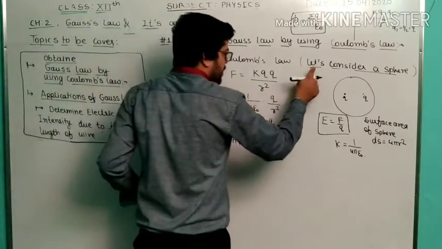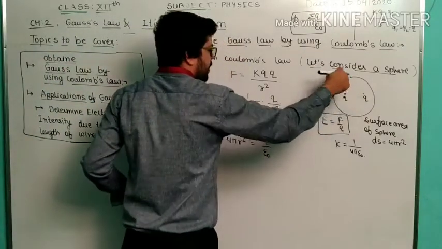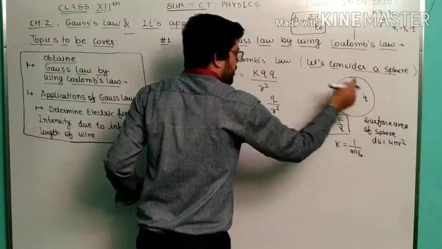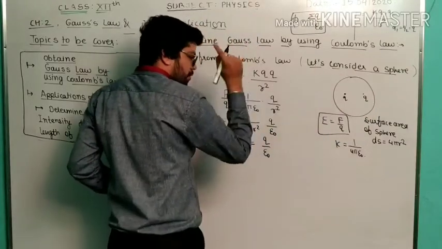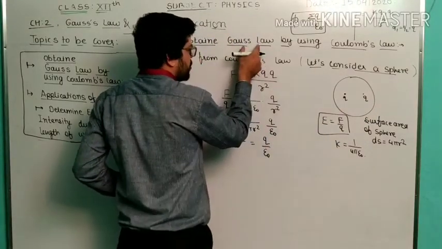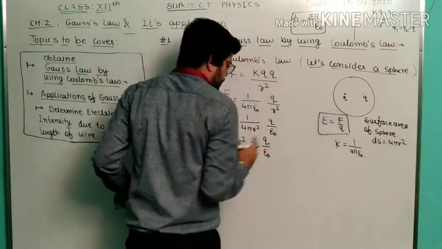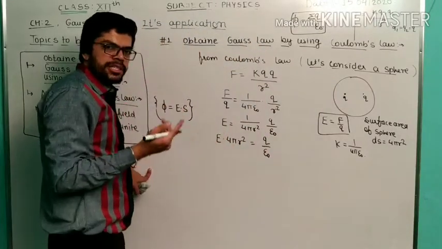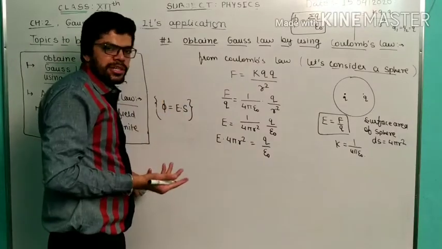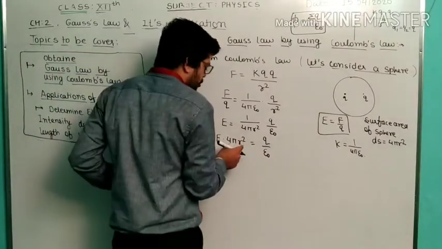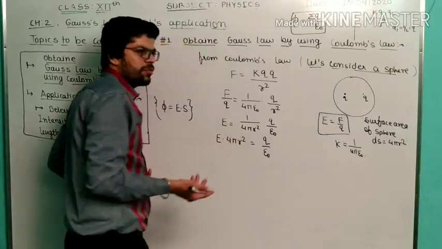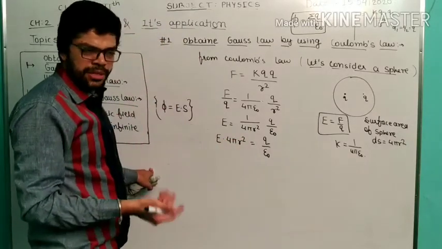Here we have to consider a closed surface. Why do I have to consider the closed surface? Because I know that without a closed surface, I cannot determine the Gauss law. So that's why I consider the closed surface. Now again the question arises in your mind: sir, why did you consider a sphere? I considered a sphere because I know that 4 pi r square is the formula of what? The surface area of the sphere.